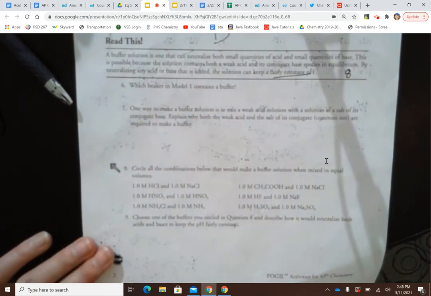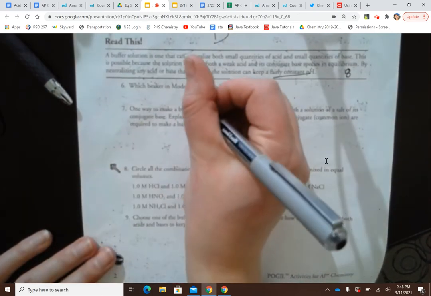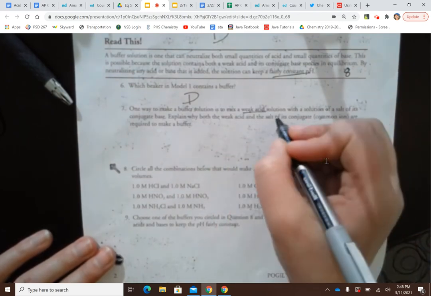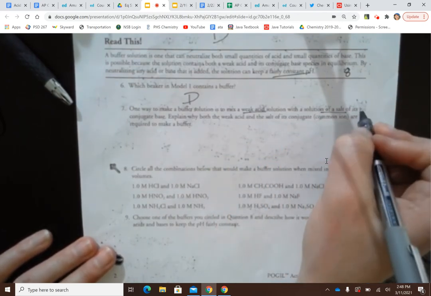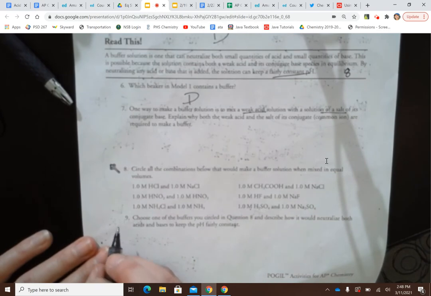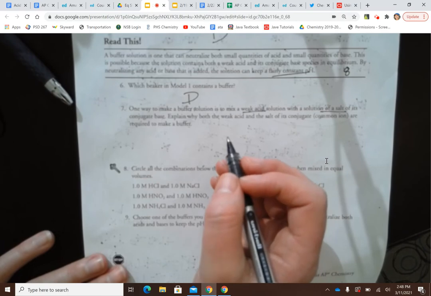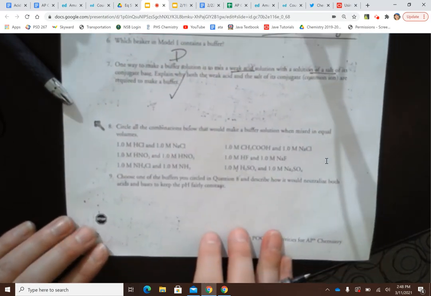So which beaker in Model 1 contains a buffer? D. So one way to make a buffer is to mix a weak acid solution with a solution of a salt of its conjugate base. Why do we need both of them? Well, we need enough of each to react, right? So let's go down to 8.